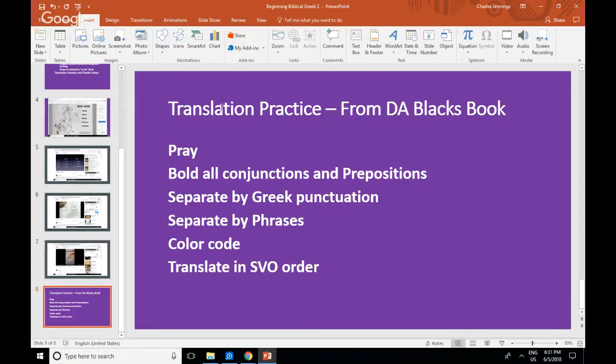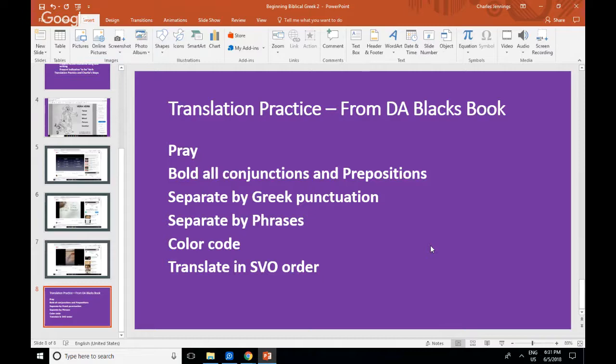And then we come to this translation practice. As I've already explained, these practice exercises are from David Allen Black's book. The first thing, and it's very important that Greek students recognize this, is that they're going to need a lot of prayer to get through Greek. Depending on God and trusting in Him should be our attitude in everything, but you'll definitely feel it in Greek. So pray to God for help.